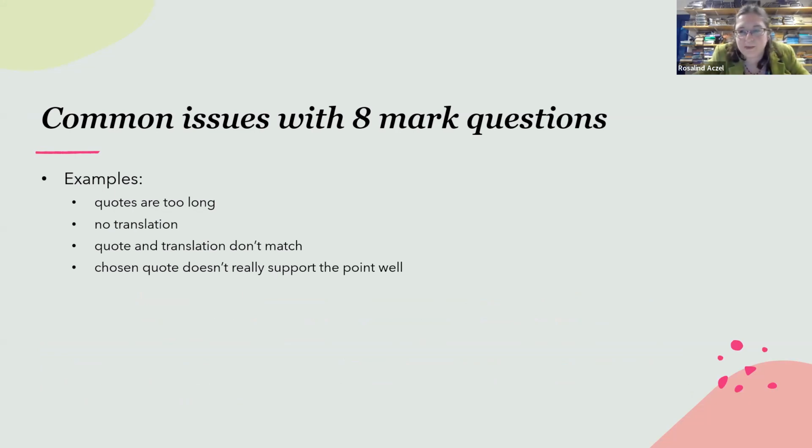My lot, I often find their quotes and translations don't match. So they quote something and then the translation is just like, oh, you don't actually know what this means, or you don't know what this bit of Latin is. And then their chosen quote doesn't really support the point. So you think, that's a really great point, if only you'd picked something else to talk about it with. So any suggestions for what you could do in class to help them with quotations and the examples?